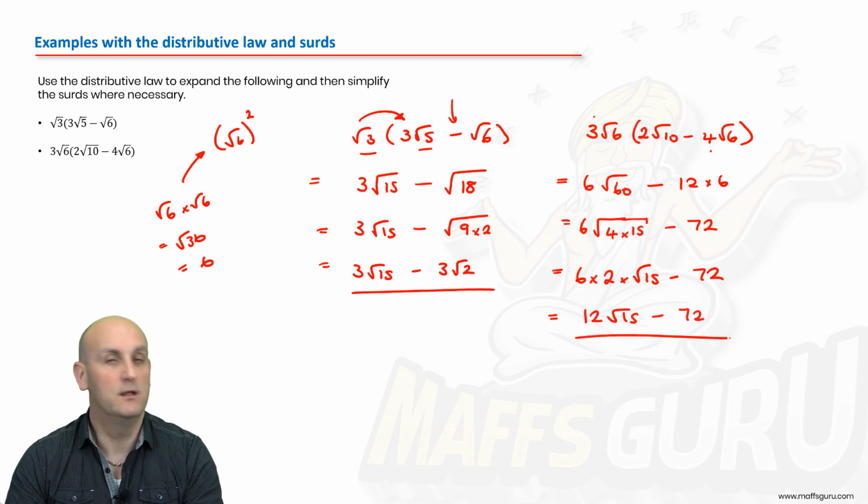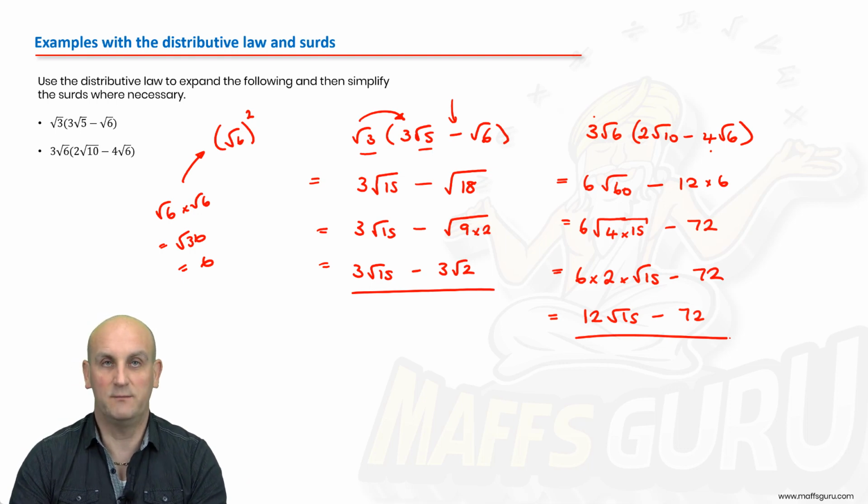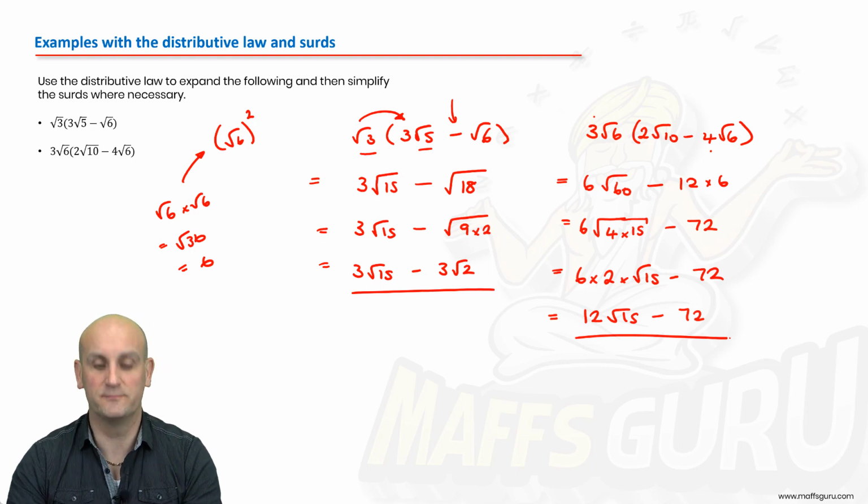Can I subtract those? Nope, because one's got a square root sign in it and one of them hasn't, so it's not a like term as such. Can I simplify that in any way, shape or form? No, root 15 stays as it is, and ladies and gentlemen, there is the distributive law and surds.